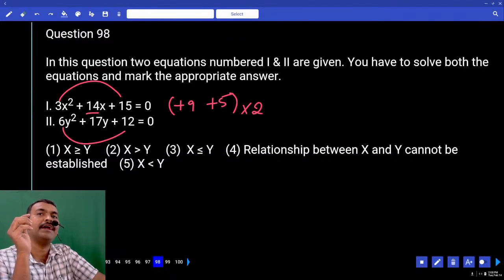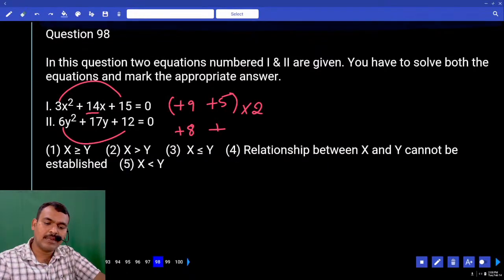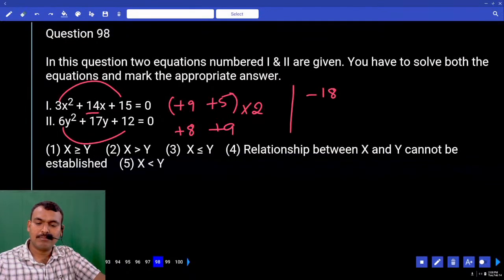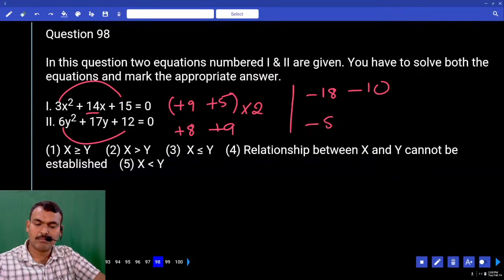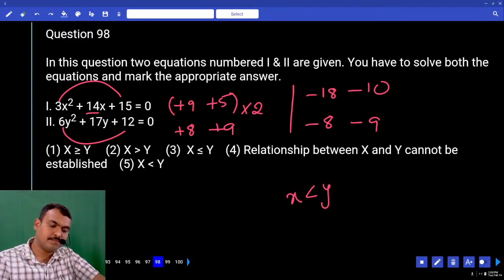72 means 8 into 9, plus 8 plus 9. Okay. What are the x final roots? Minus 18, minus 10. Y final roots? Minus 8, minus 9. Obviously x is less than y.